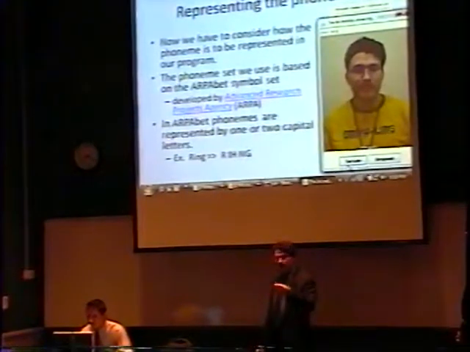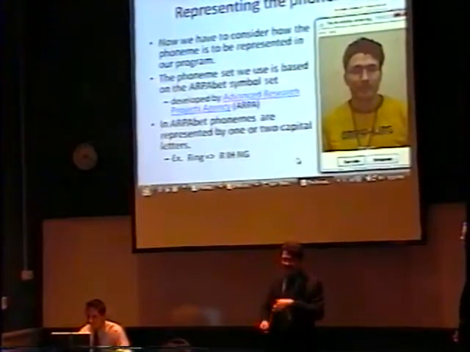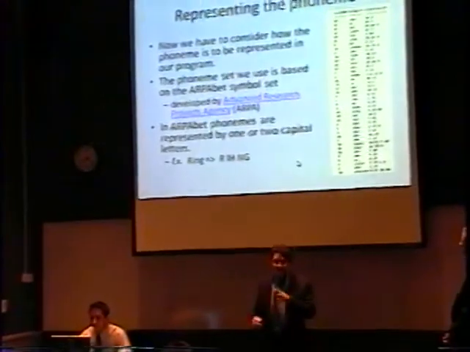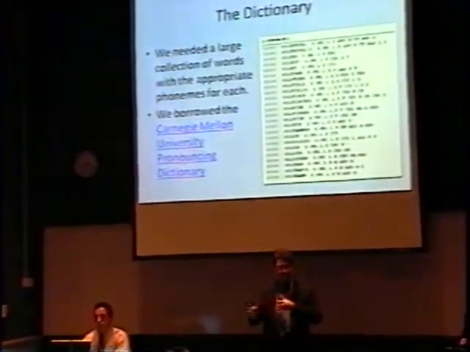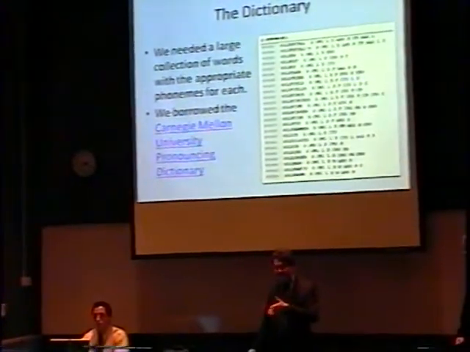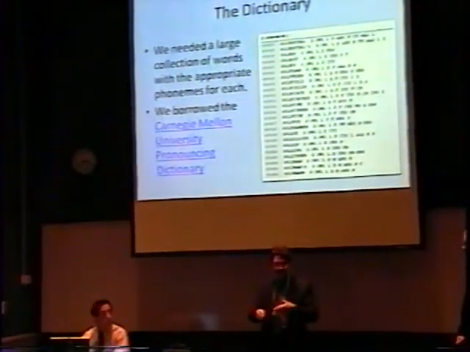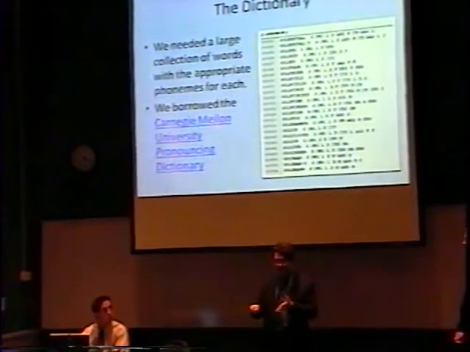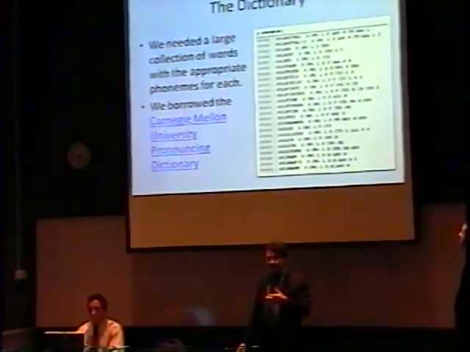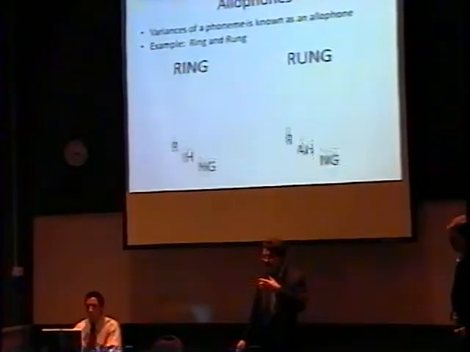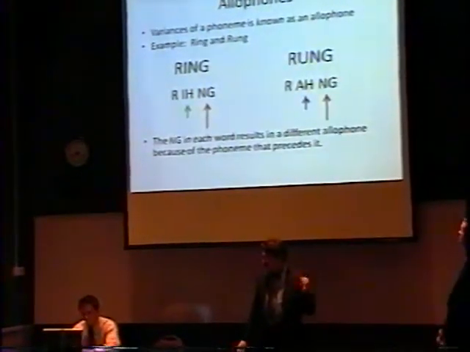And now it doesn't just end at phonemes. Now there are these things called allophones, and these are actually variations on a phoneme. Each phoneme can have multiple allophones, and that's determined by its position in the word and what comes before or after it. And the examples that we have for allophones are like in the words ring and rung.